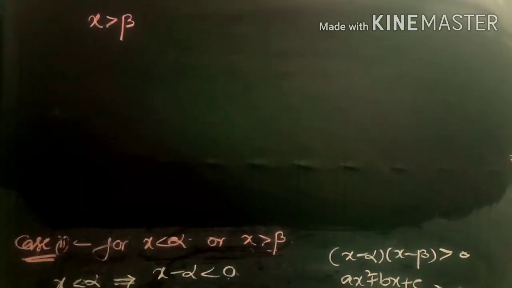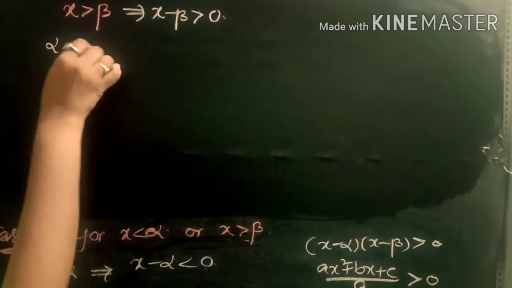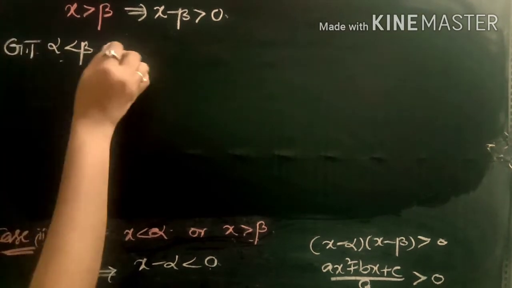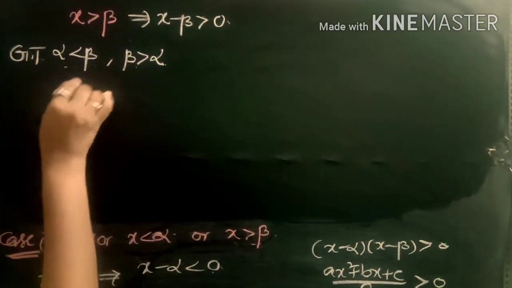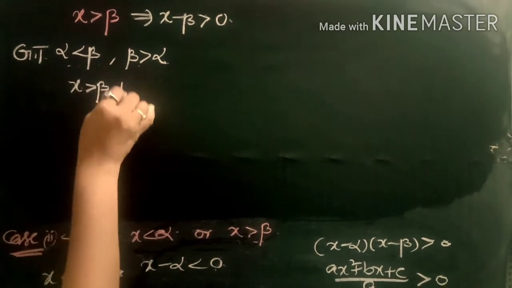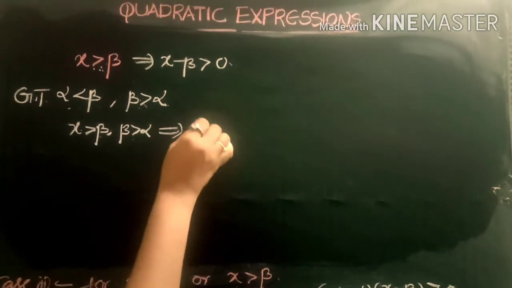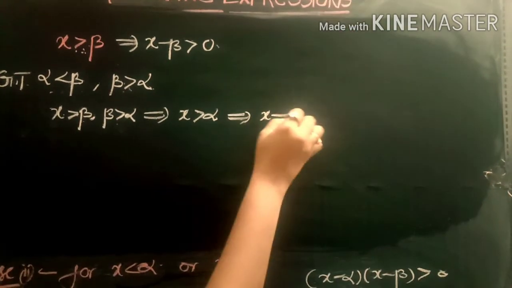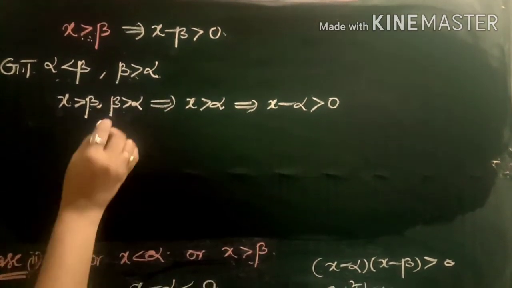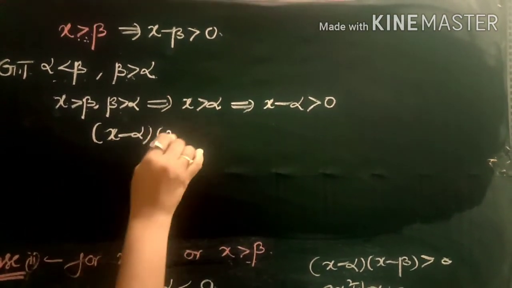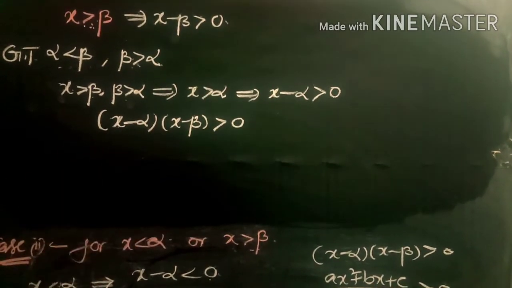Now x > β means x − β > 0. Already we have α < β, this is a given condition. α < β means β > α, just reversing this inequality. And already we have x > β and β > α, which implies what we get? x > α, or x − α > 0. So x − β > 0, x − α > 0. That is the product of these two, (x − α)(x − β) > 0. A positive value into a positive value returns a positive value.